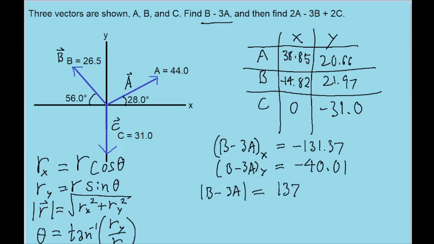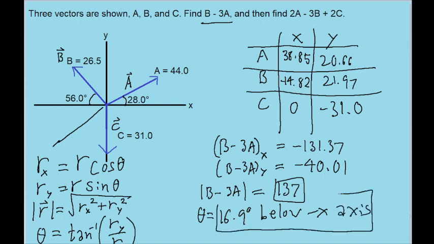to about 137. And if we use the theta formula, then we get an angle of about 16.9 degrees. And since both components of the vector sum are in the third quadrant, that means that this angle is 16.9 degrees below the negative x-axis. So that is our magnitude and direction for the first vector.